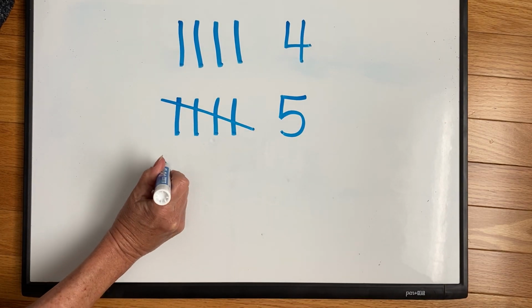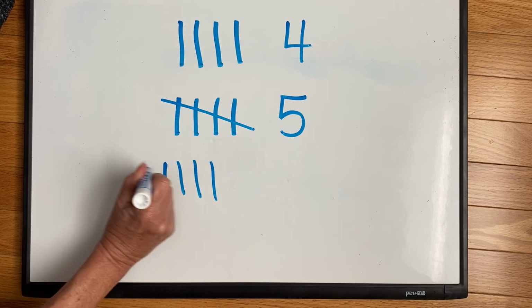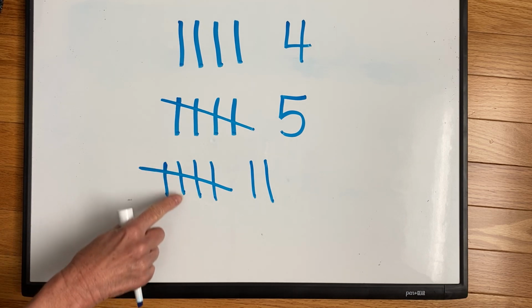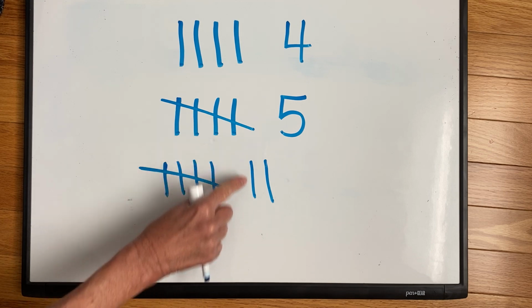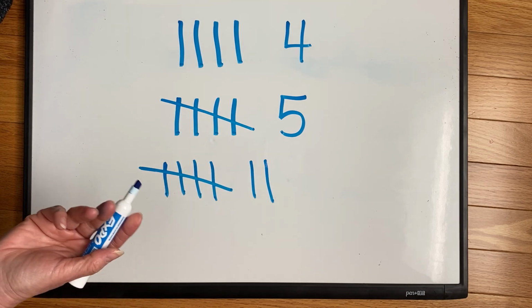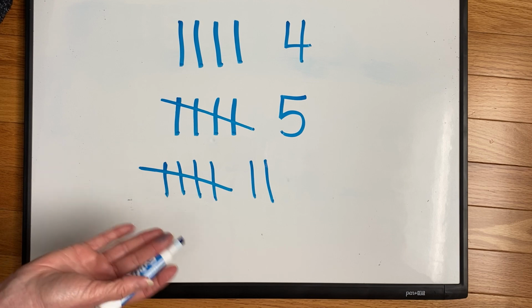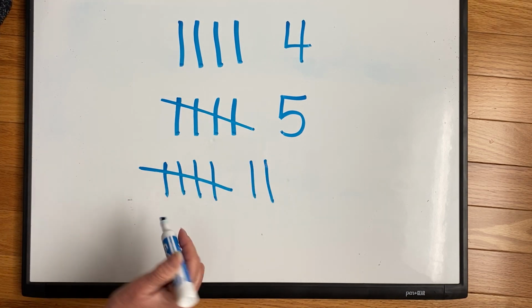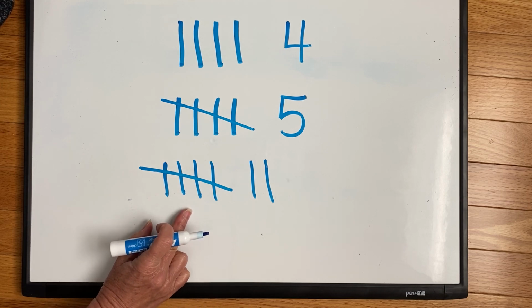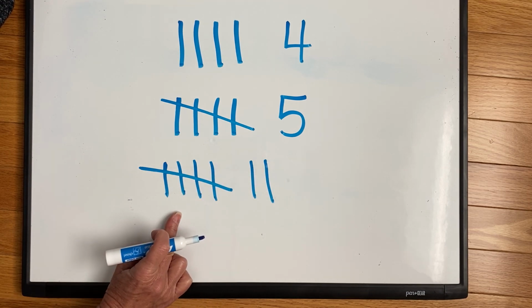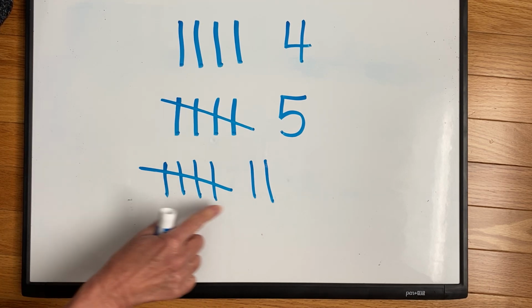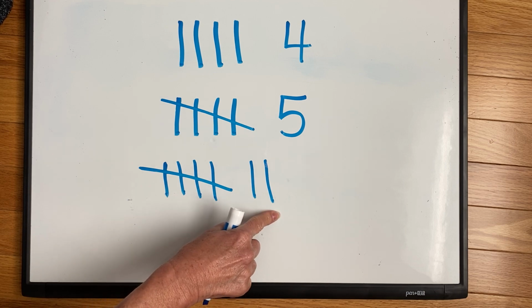Let's do a couple more. Now, I hope that you're not going 1, 2, 3, 4, 5, 6, 7. Even though you're going to get the right answer by doing that, the point is when you see that group, you automatically should put that number 5 in your brain to help you count on. So let's do that. 5, 6, 7.